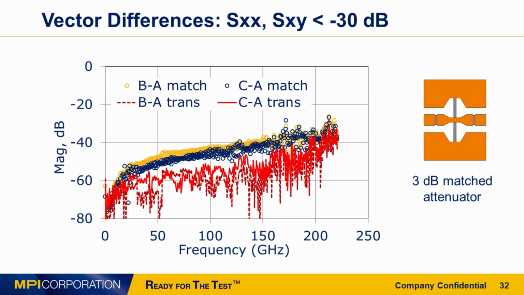And these are the vector differences for S11, marked as match, and S21, marked as trans. We observe the maximum vector difference for traces B and C versus the first trace A is minus 30 dB for both transmission and reflection parameters. The deep match condition, the trace match, where we measured very small quantities, represents the worst case.